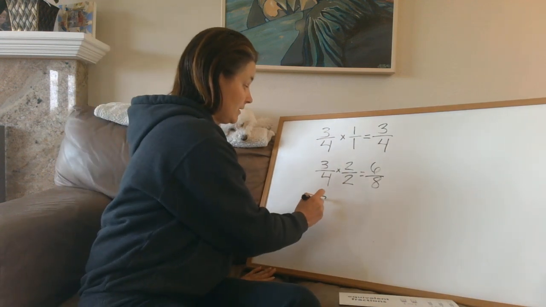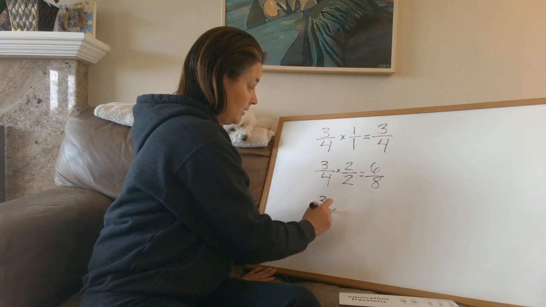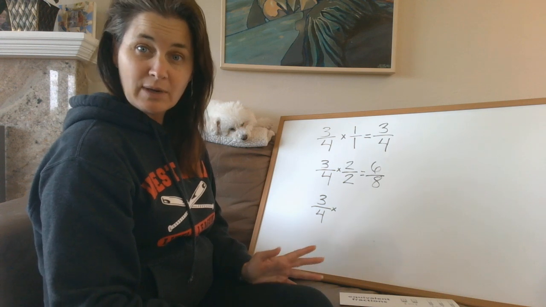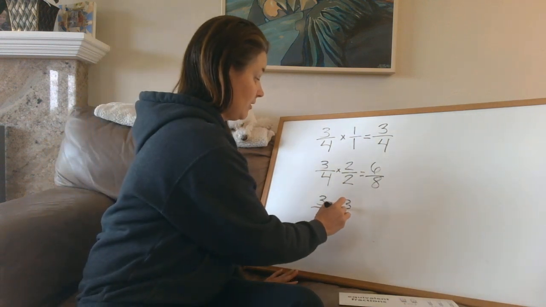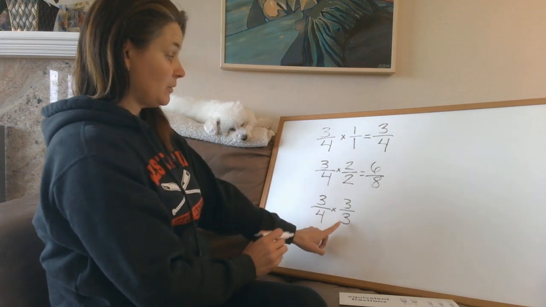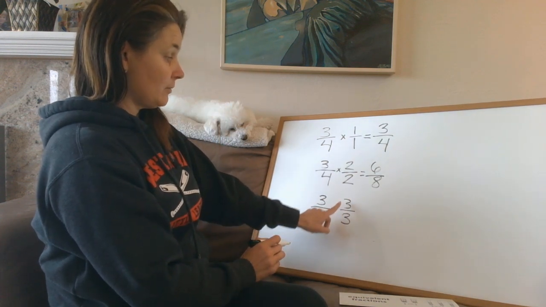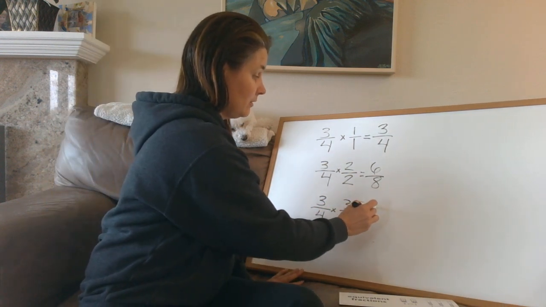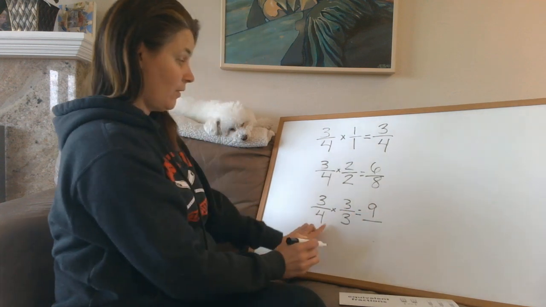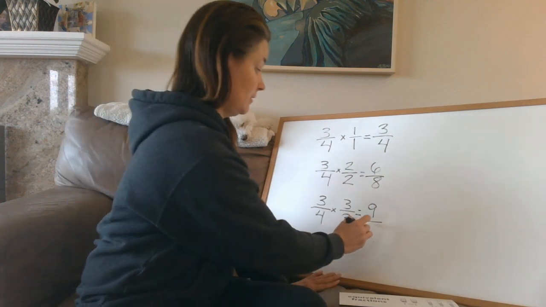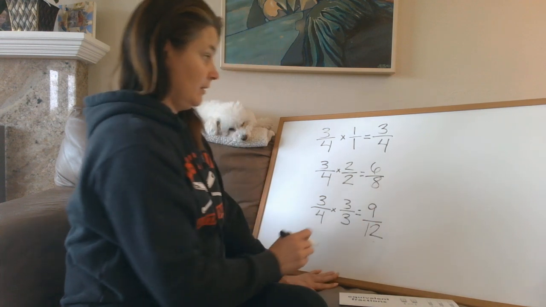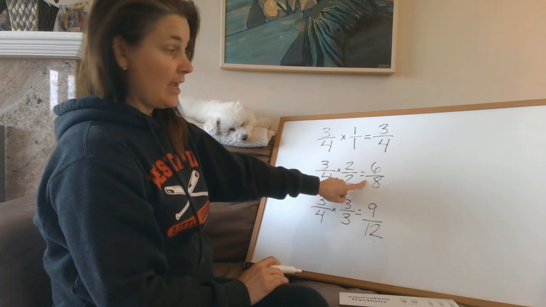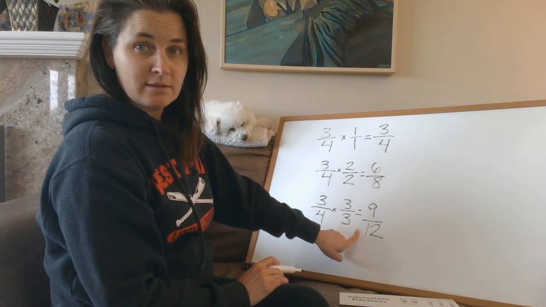Let's keep it 3/4. And we're going to multiply it by 1 whole, but this time we'll say 3/3. Our numerator is the same as our denominator, so that means times 1. 3/4 times 3/3. So 3 times 3 is our numerator, and 4 times 3 is our denominator. So 3/4 is equivalent to 6/8, and that's equivalent to 9/12.